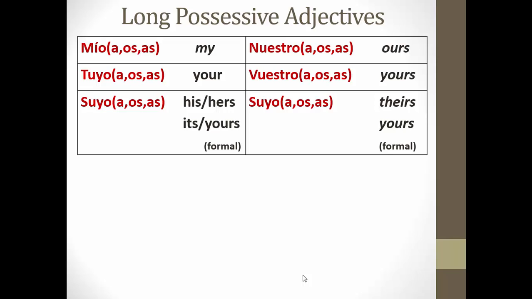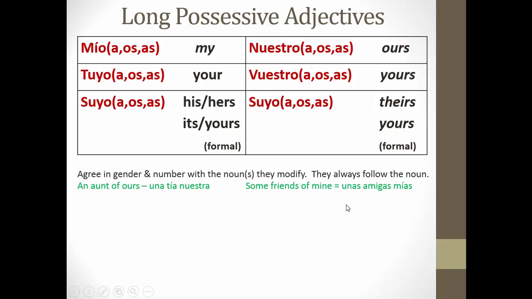Okay, next up, these are new to you. There are long possessive adjectives. Please write these down on your note guide. The word mío, which can also be mía, míos or mías, means my. Tuyo means your. Suyo, his, hers, its, or yours. Nuestro, ours. Vuestro, yours in Spain. And suyo, theirs or yours, formal plural.